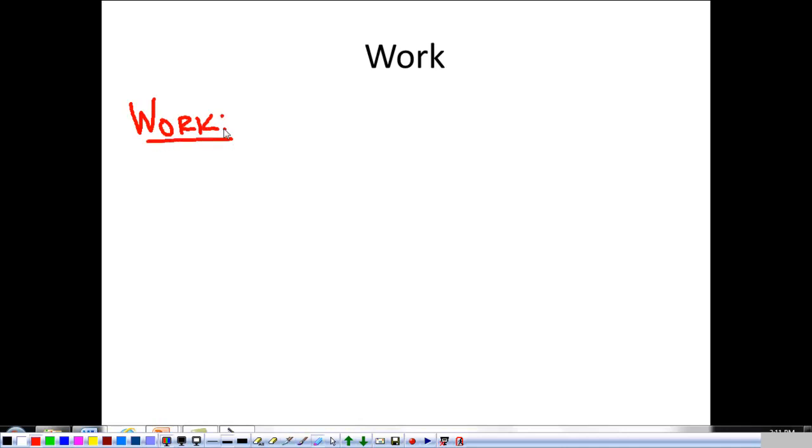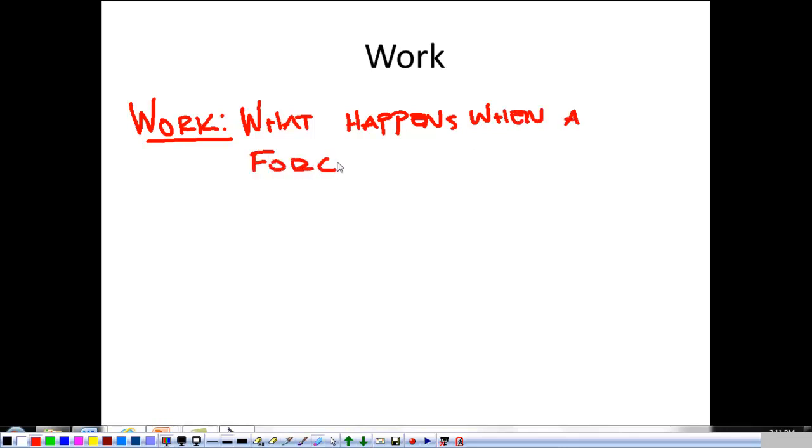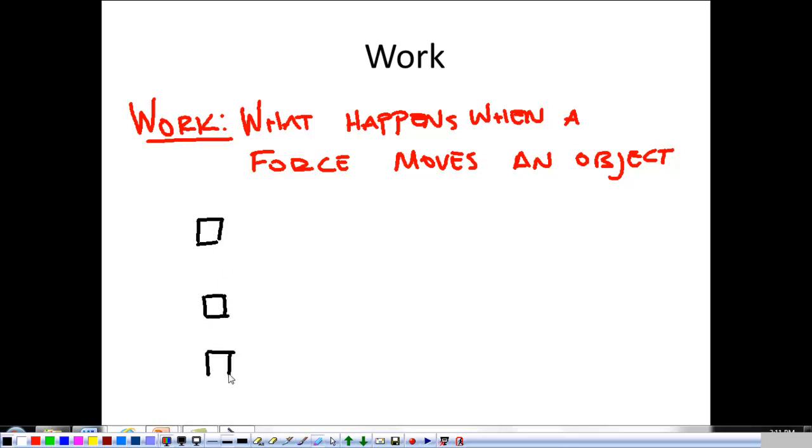We're going to do work anytime we use a force to move an object. So it's what happens when a force moves an object. So let's real quick look at three objects. And we'll talk about forces acting on those objects.